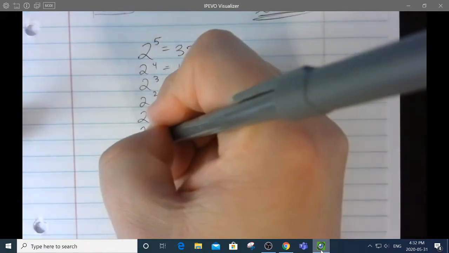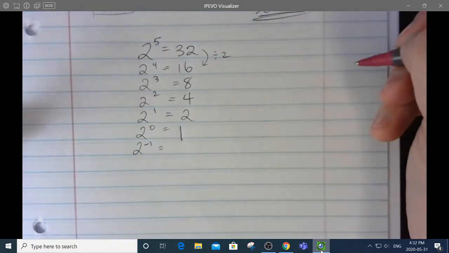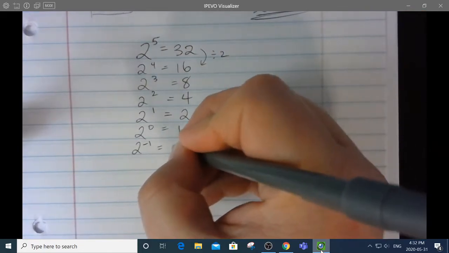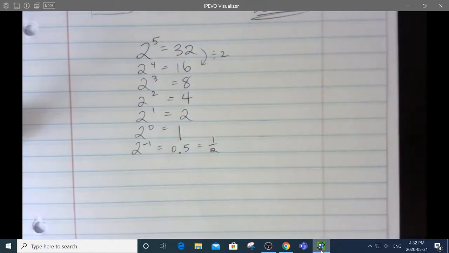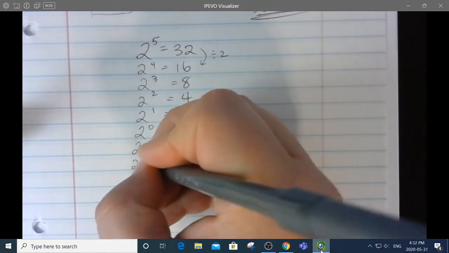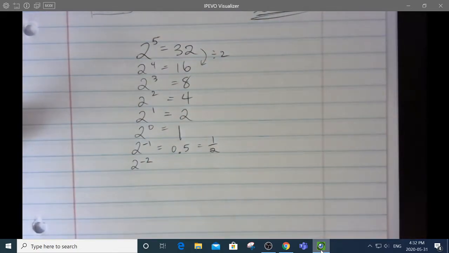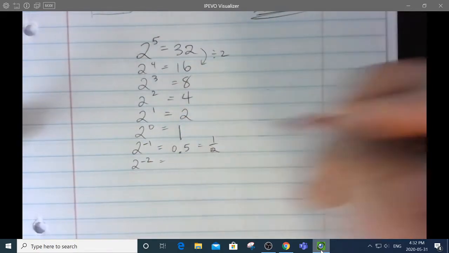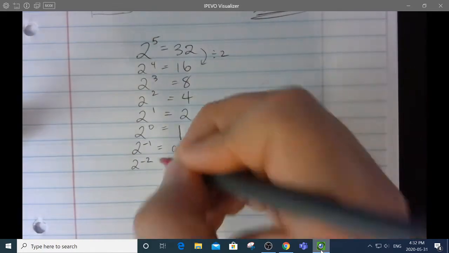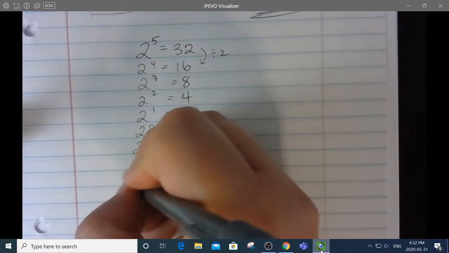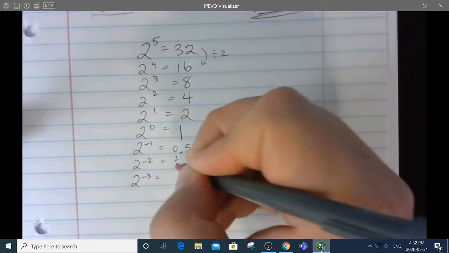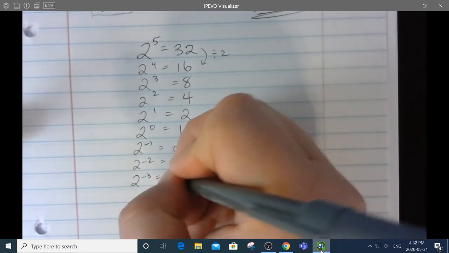It'd be 2 to the negative 1. What's 1 divided by 2? Well, you guys love decimals, so you'd probably just say it's 0.5, but I prefer to think of it as the fraction 1/2. What if I kept going? What's 2 to the negative 2? Well, again, it'd be cutting this number in half, which is 0.25, but again, I prefer the fraction. It's a quarter. What would be 2 to the negative 3? Well, it'd be a half of a quarter, which is 1/8.